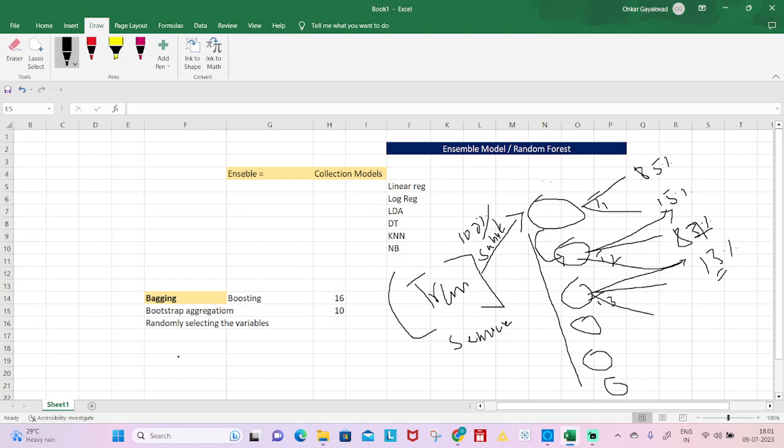So bagging is parallel processing and boosting is sequential processing, right? This is how you differentiate between bagging and boosting in random forest.